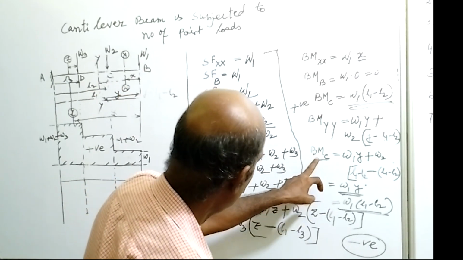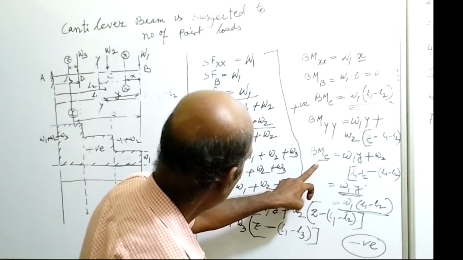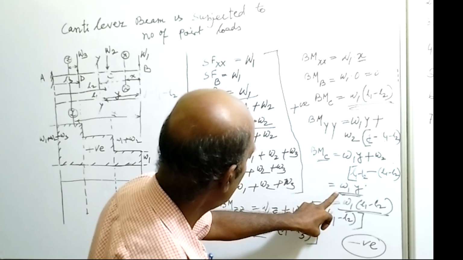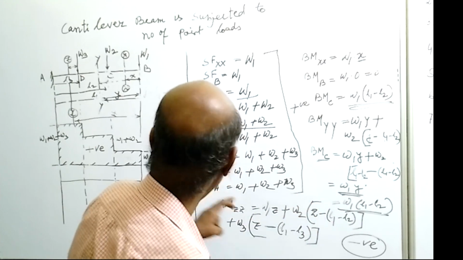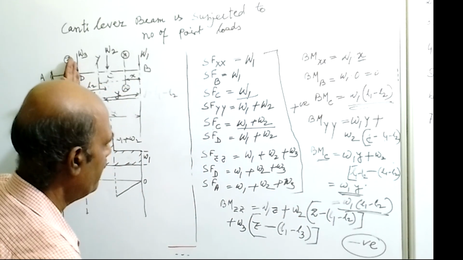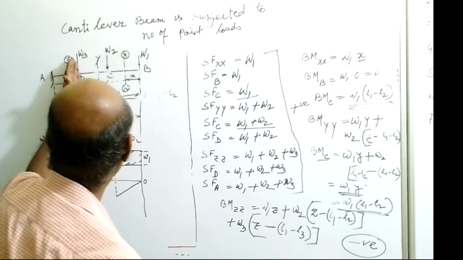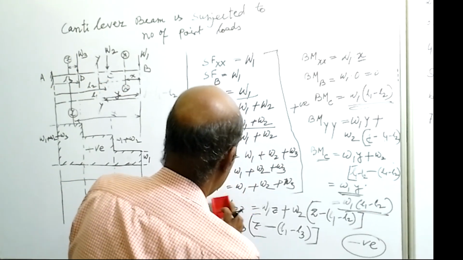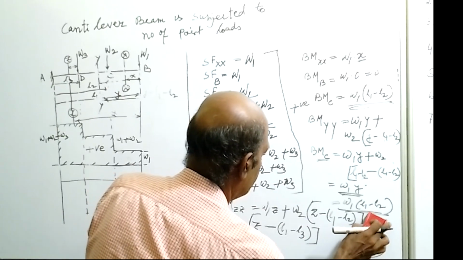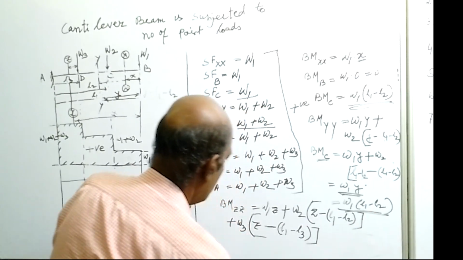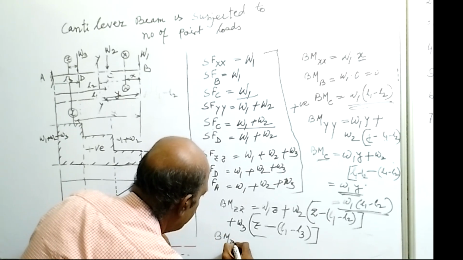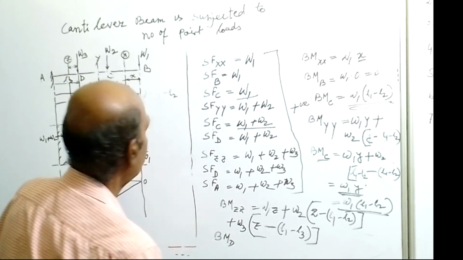Bending moment at ZZ, bending moment at YY. So we have slid the section up to C. So we have got this value, and when we slide to D, at that time it will give some value. Okay, now we are calculating bending moment at point D. What will be the bending moment at point D?